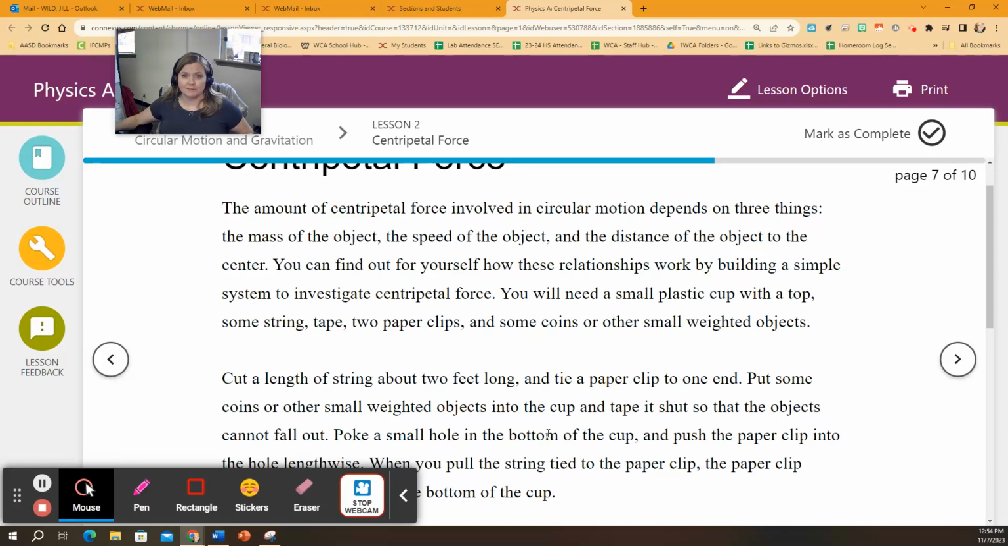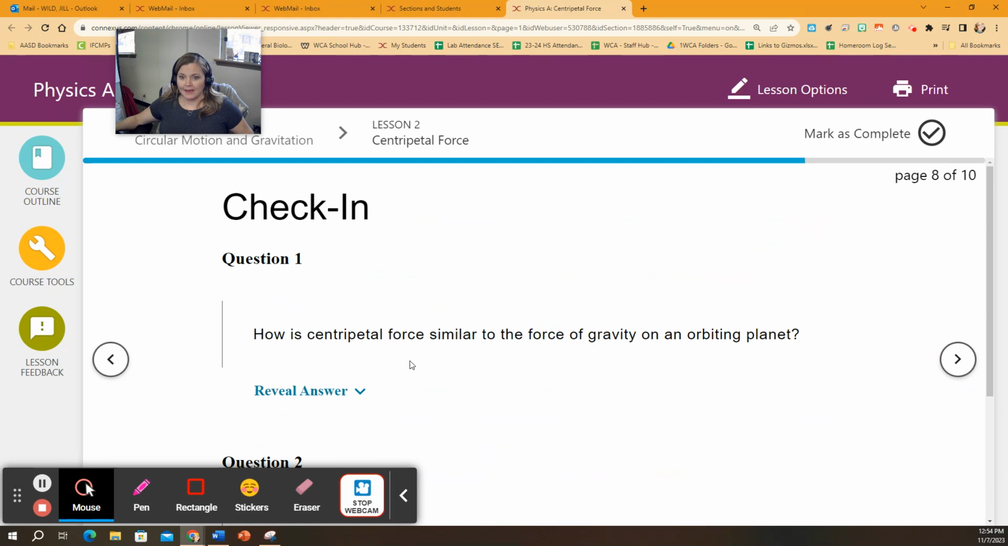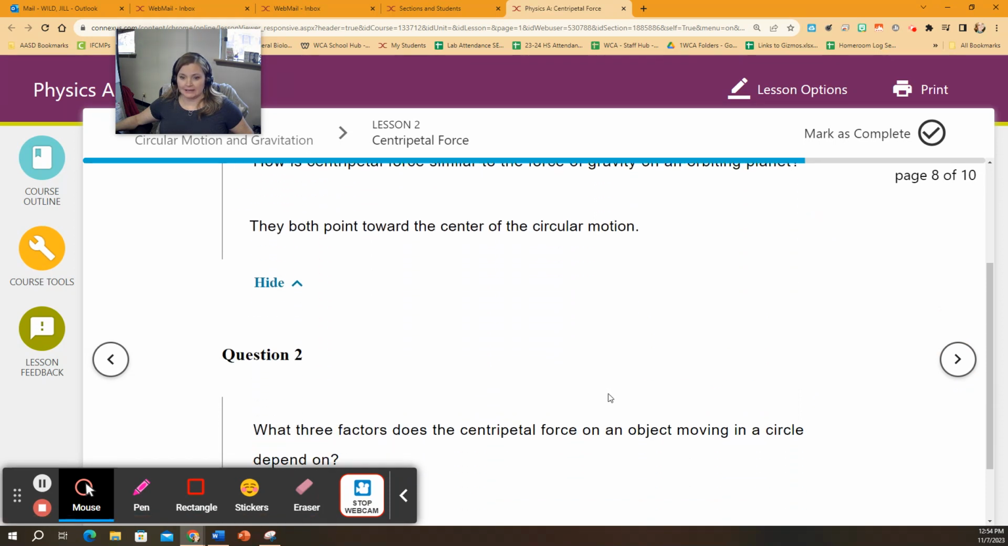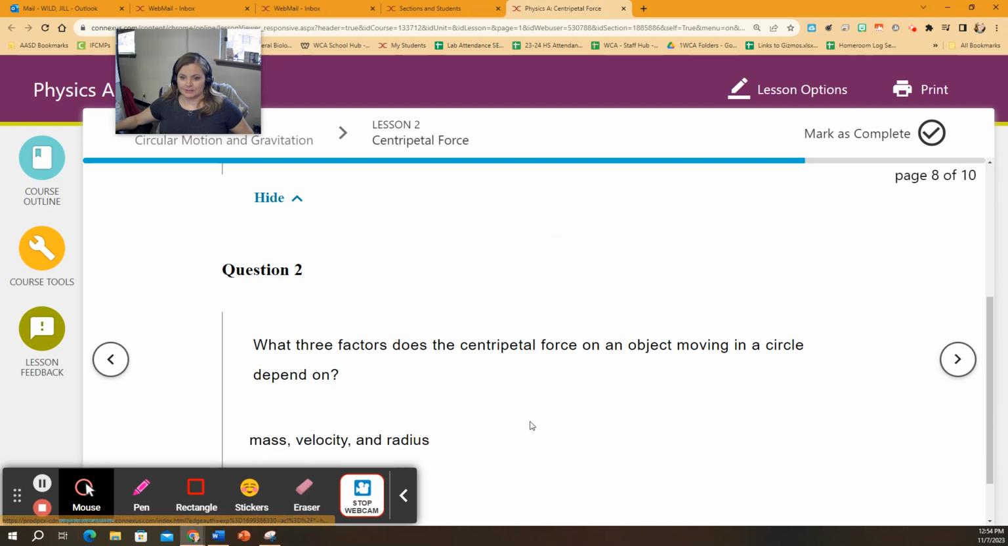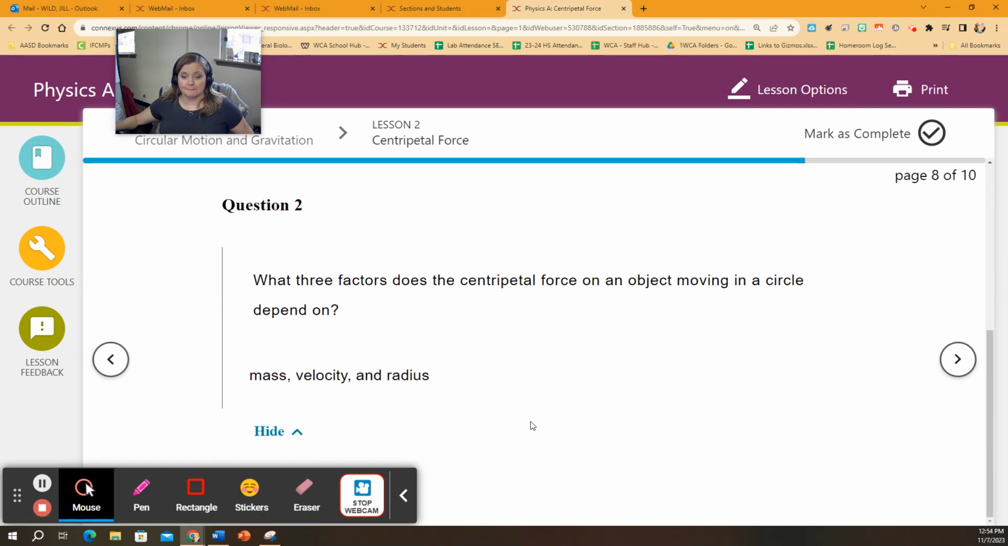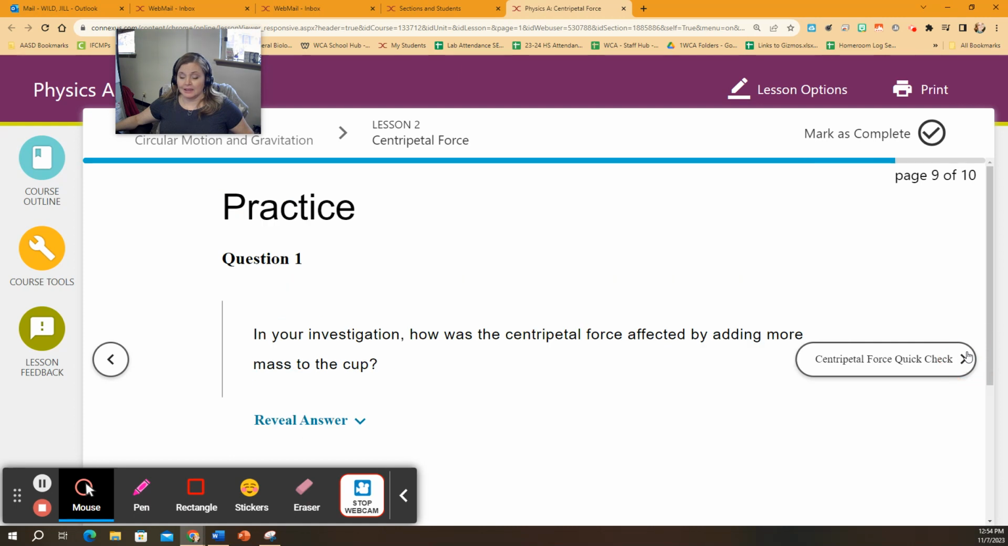You should be able to feel those types of relationships, right? That the shorter the string, the more force it takes, the heavier the object, the more force, the greater the velocity, the more force. All these things you should be able to feel. Centripetal force is similar to gravity because they both point toward the center. And the three factors that will affect it are the ones in the equation: mass, velocity, and radius. Here are some questions about the experiment that you did, and then the next slide is your quick check.